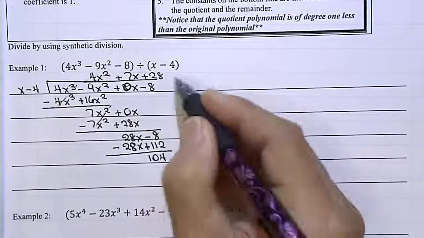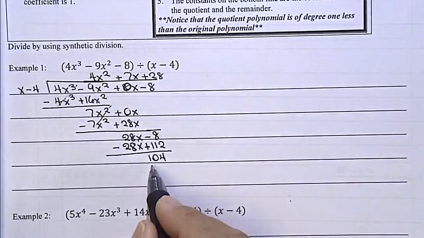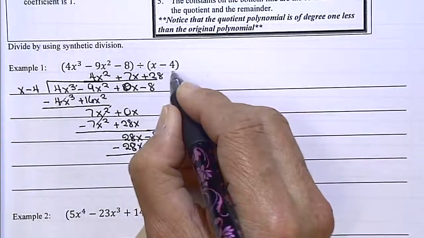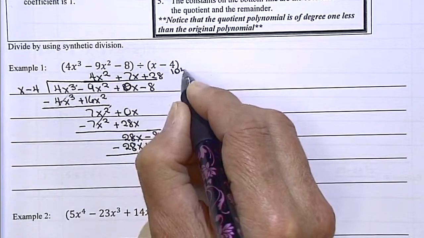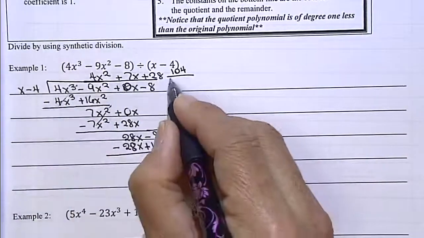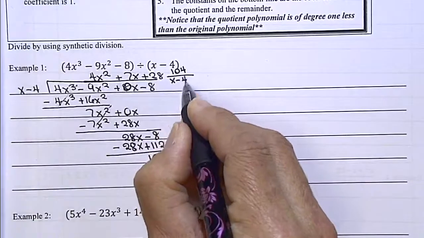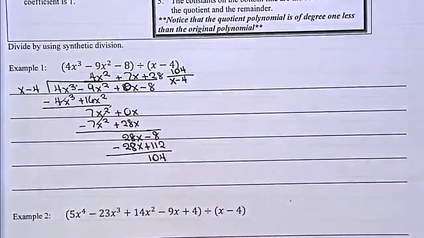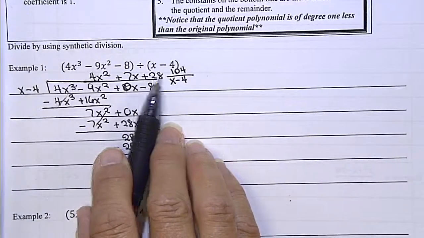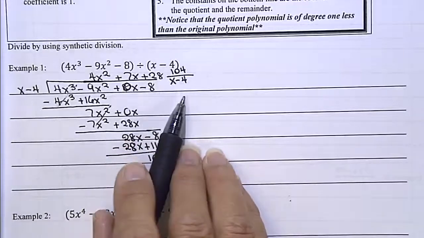And there's nothing to bring down. That becomes my remainder, right? You remember long division a little bit now? Okay, so that's my remainder. How do we write a remainder? Well, we say it's 104 over whatever we divided by, which was x minus 4. And that's the answer. 4x squared plus 7x plus 28 with a remainder of 104 over x minus 4.